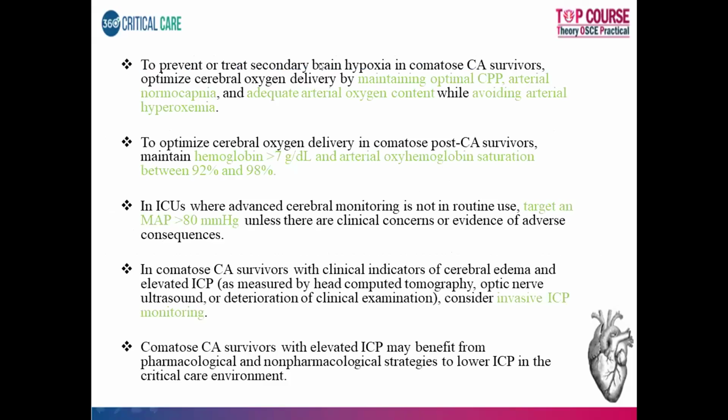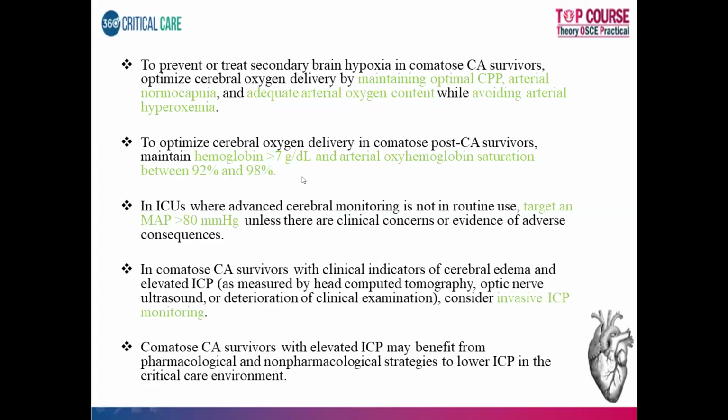In order to prevent secondary brain hypoxemia, you have to optimize cerebral oxygen delivery. How? By maintaining optimal cerebral perfusion pressure and arterial normocapnia. You have to maintain adequate arterial oxygen content while avoiding arterial hyperoxemia. Second, by maintaining the hemoglobin of more than 7 gram per dl, and maintaining arterial saturations of around 92 to 98%.